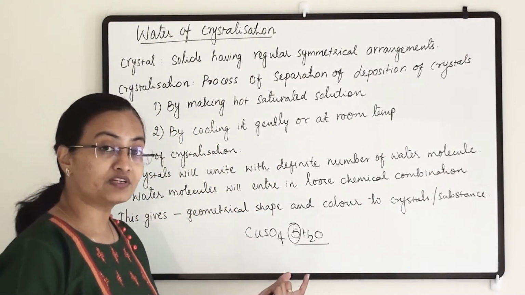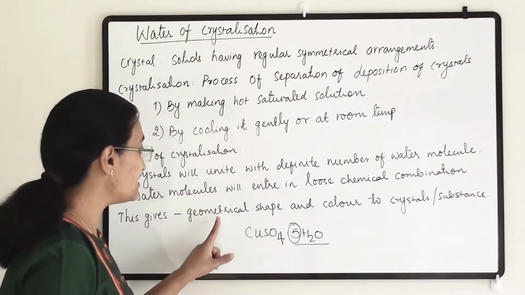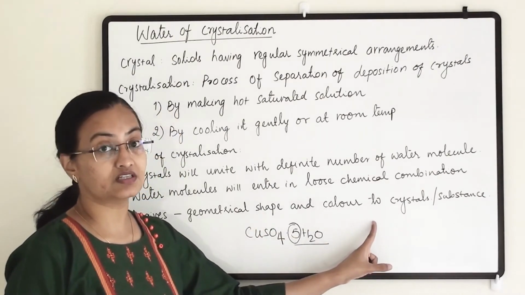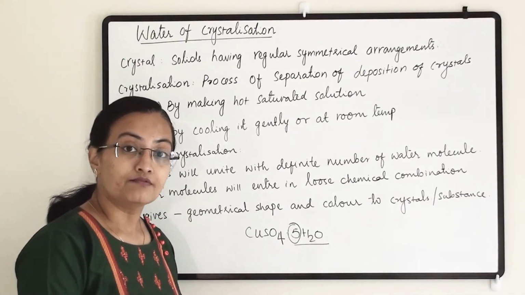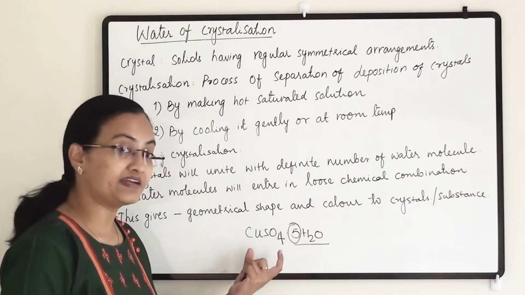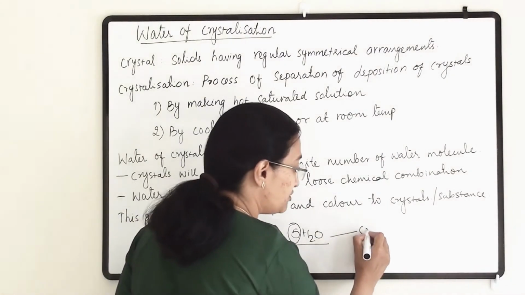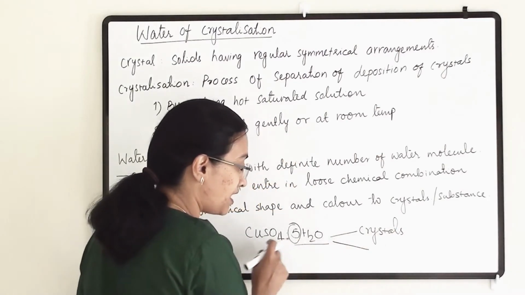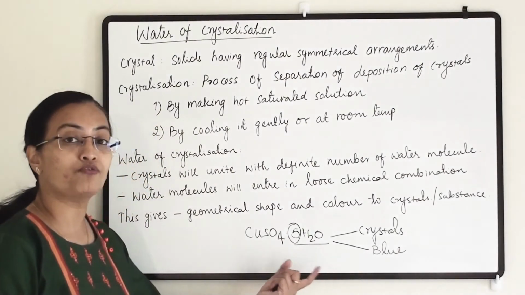Now this water of crystallization imparts two characteristics to the substance. First, it gives geometrical shape. And second, it gives color to the crystals and to the substance. So when copper sulfate crystallizes and the water of crystallization attaches to it, the substance converts into crystals. We get to see the crystals, and it also imparts color. That's why we see the blue colored crystals of copper sulfate.